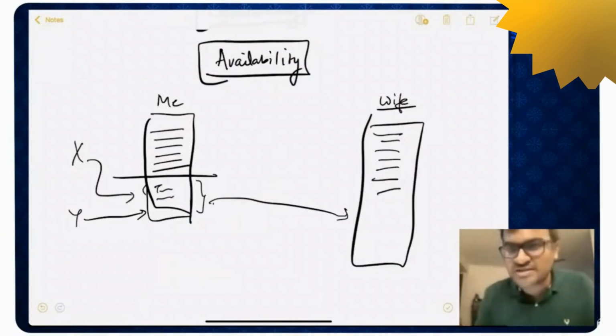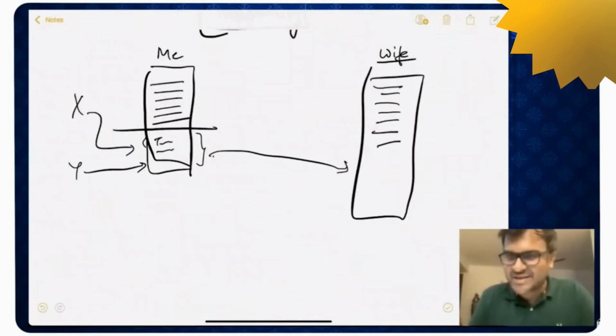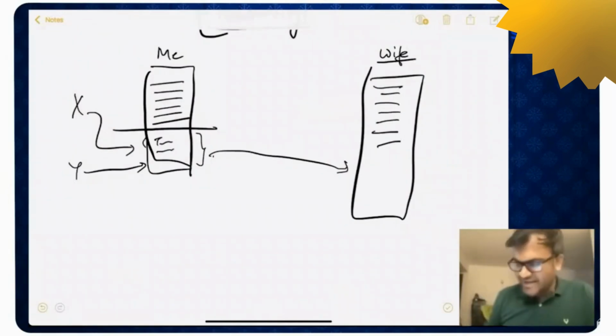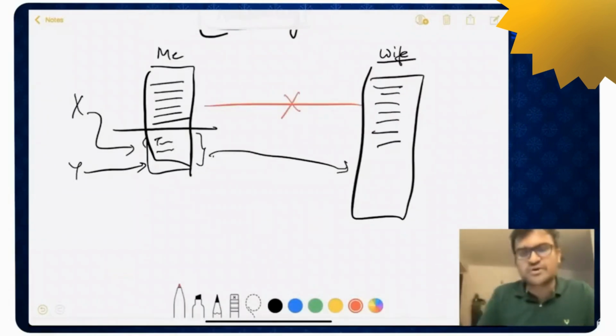So we're also consistent, which is great. Things are going super good. And then comes another problem. One day, me and my wife, we both have a fight and we stop talking to each other.